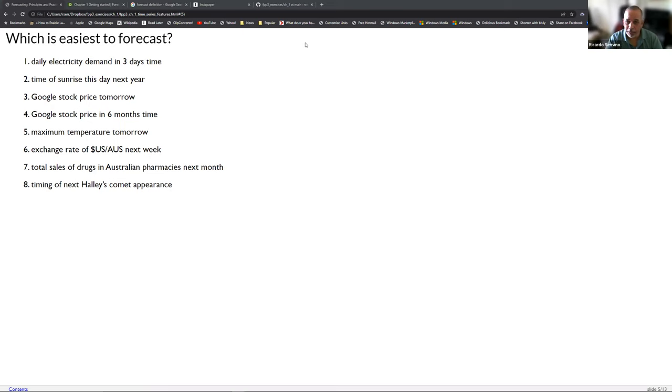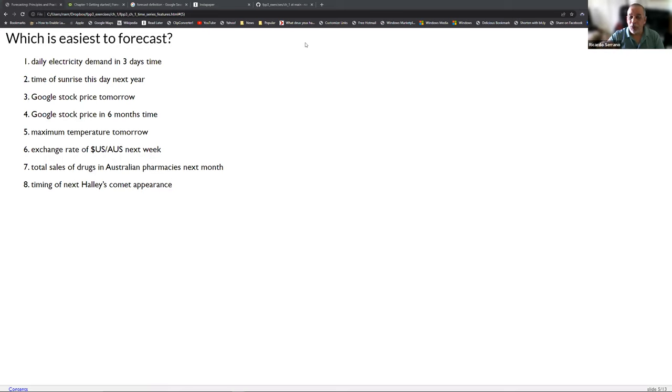You all predicted that, okay? And you also said that events like the time of sunrise this day next year, or the timing of the next Halley's comet appearance could be easy to forecast, depending on the precision, like Andres said, which is something you have to address, right? Because how precise do you want that forecast, and is that precision feasible?